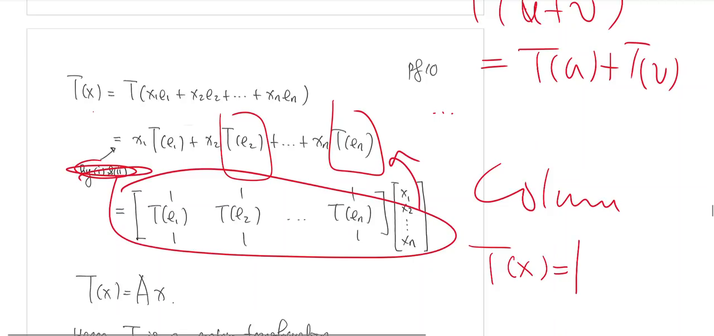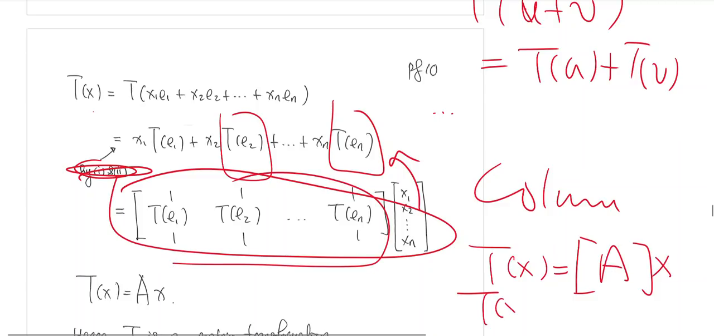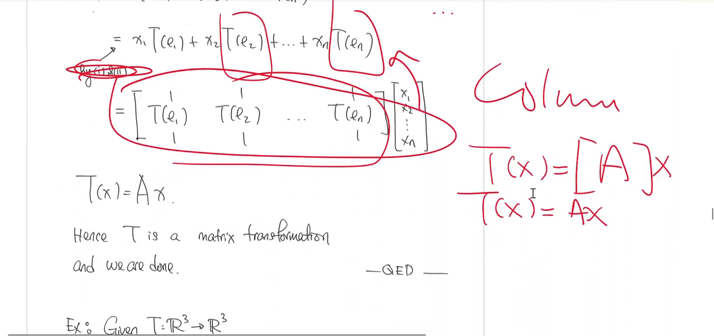Therefore, you see that your Tx, as long as it satisfies the additive and homogeneity property, will be written as this matrix times x. This matrix is what we called A before. So you do show that if it's linear, it is a matrix transformation. Right, so that's it. That's the end of the proof.